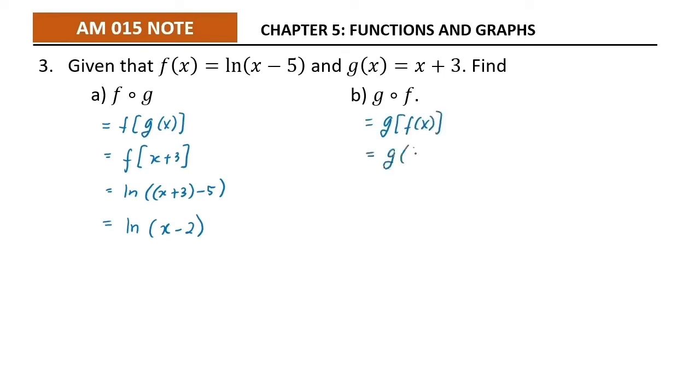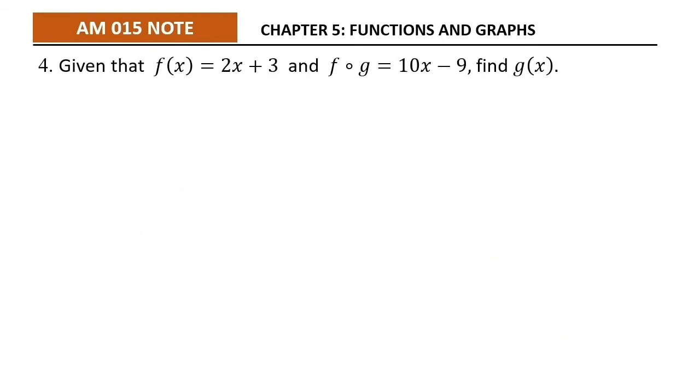f(x) is now ln x minus 5 and g(x) is x plus 3. g(x) is now ln x minus 5 plus 3. This is the function for g of f.